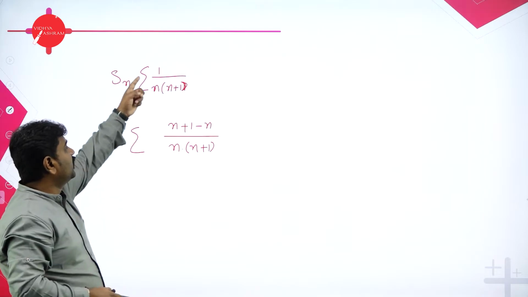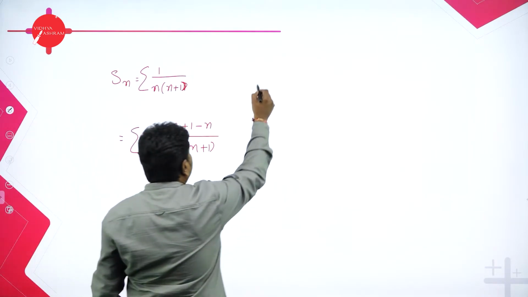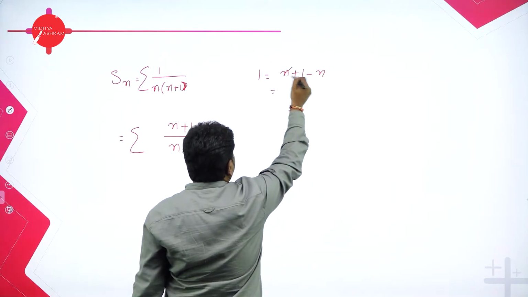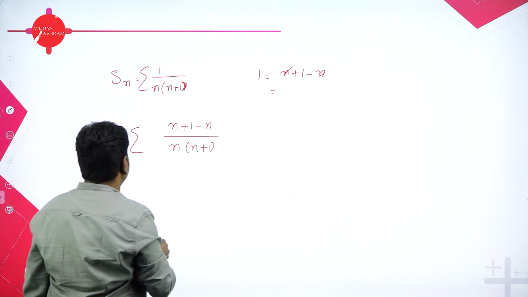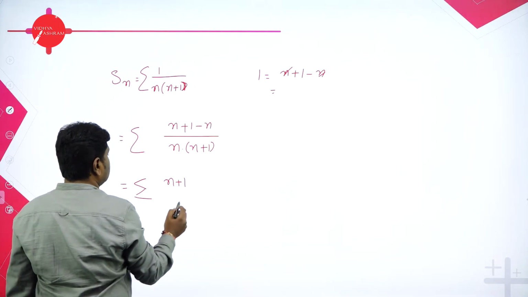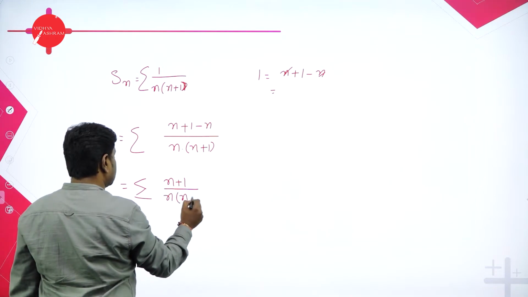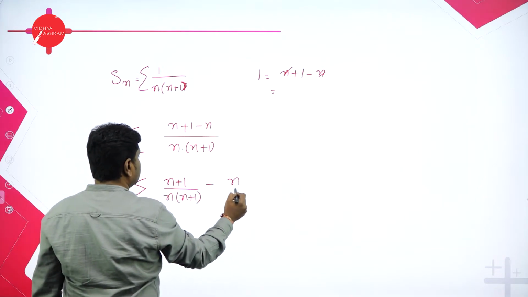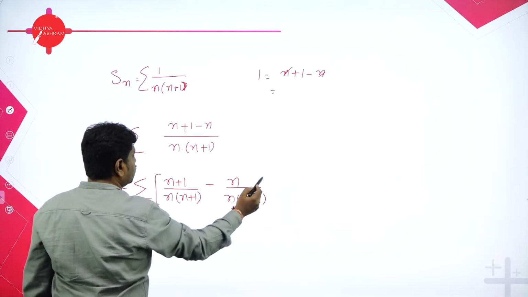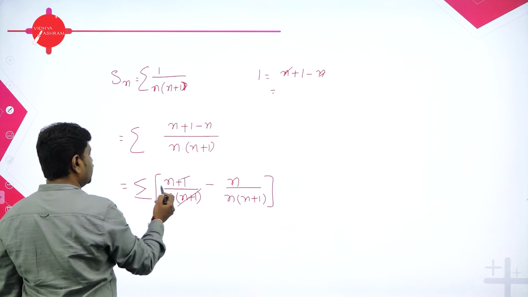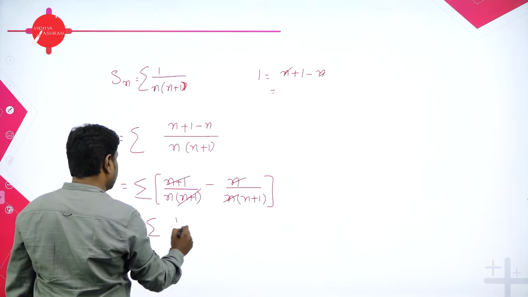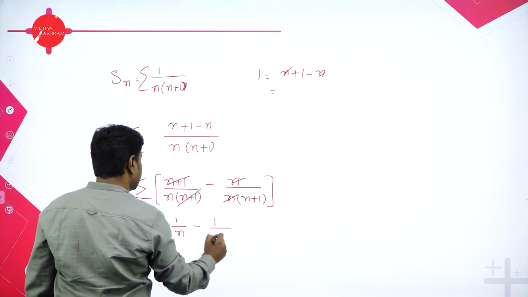I am writing the numerator 1 as what? N plus 1 minus n. So if I cancel these two, it will be 1. So further I can write this as sigma of n plus 1 by n into n plus 1 minus n divided by n into n plus 1. Now I can cancel n plus 1 and n plus 1, and I can cancel n and n. Then I am left with sigma 1 by n minus 1 by n plus 1.